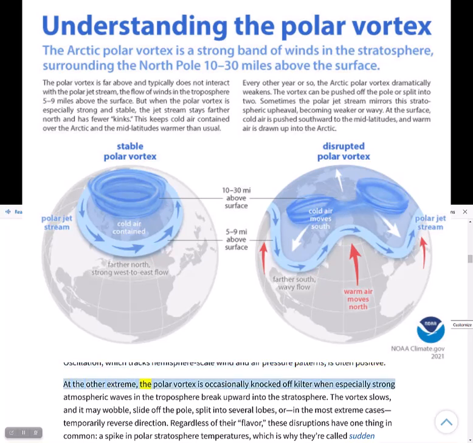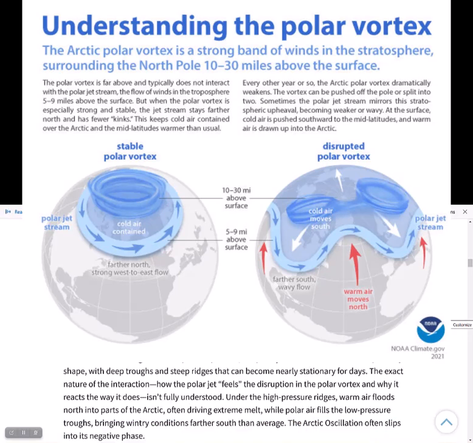At the other extreme, the polar vortex is occasionally knocked off kilter when especially strong atmospheric waves in the troposphere break upward into the stratosphere. The vortex slows, and it may wobble, slide off the pole, split into several lobes, or, in the most extreme cases, temporarily reverse direction. Regardless of their flavor, these disruptions have one thing in common: a spike in polar stratosphere temperatures, which is why they're called sudden stratospheric warmings.